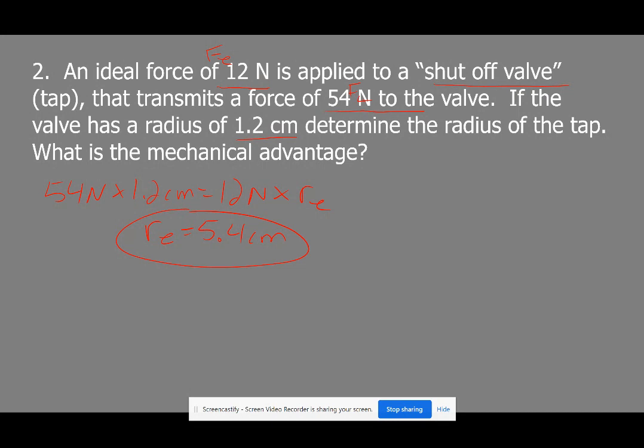It also says find the mechanical advantage. Again, we're not given whether to find the IMA or the AMA. I'm going to choose to find the actual mechanical advantage this time, only because we're initially given the forces and we had to calculate the 5.4. We could have screwed it up. I don't think that we did, but you never know. 54 divided by 12 is 4.5. The units cancel out, and that is the answer. That is how you deal with a wheel and axle.